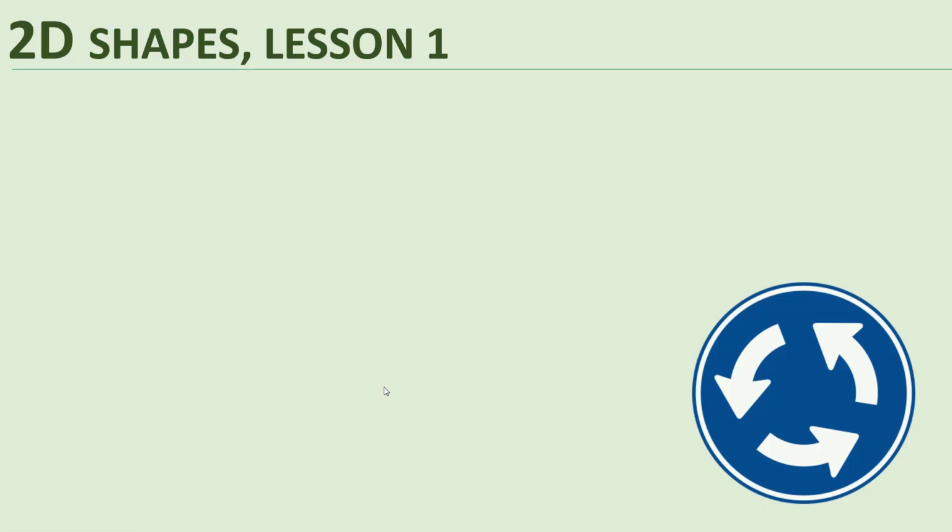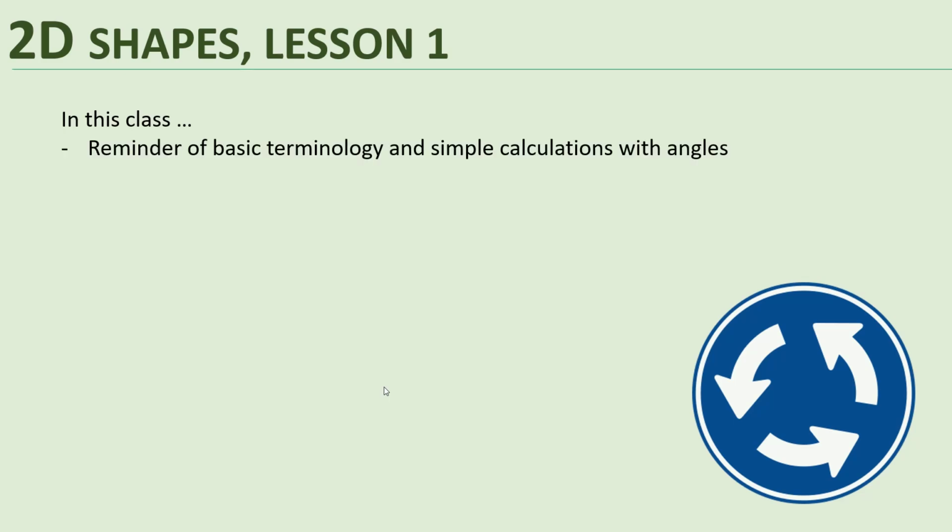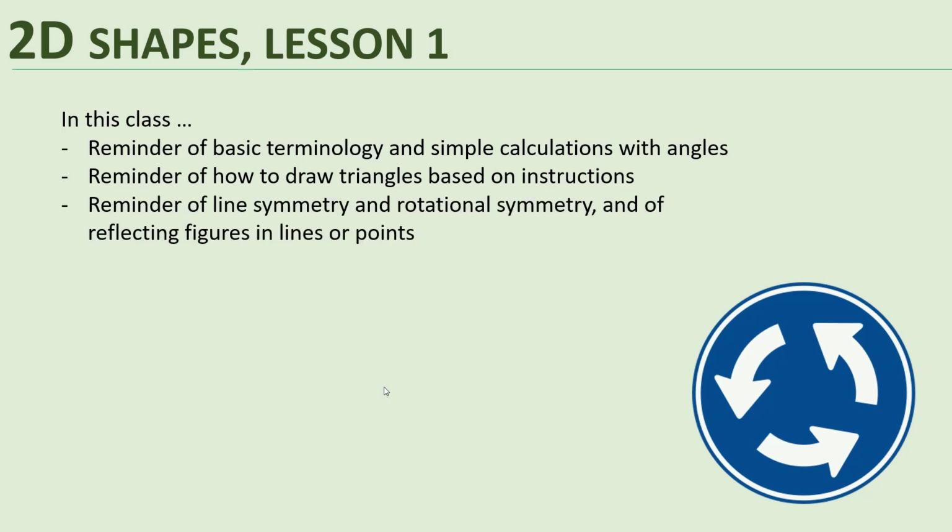But in this class, we will not be doing anything new yet. Instead, I'll remind you of some previous concepts and techniques on which you will do some exercises in the prior knowledge of your book. So we will revise some basic terminology and techniques involving angles. I'll give you a quick reminder of how to draw triangles based on given instructions. And I will remind you of what we mean by line symmetry and by rotational symmetry, and of how we can draw the mirror images of shapes when reflected in lines or in points. Because these are things that you have already done before, I'll try to do this at a brisk pace, so feel free, of course, to pause the video and repeat something if I went too fast.